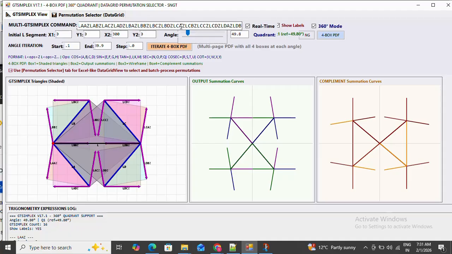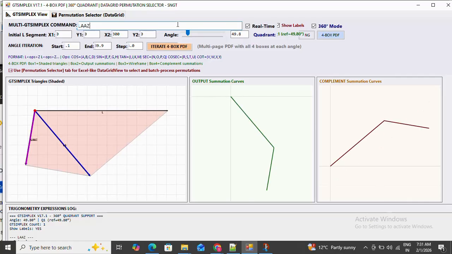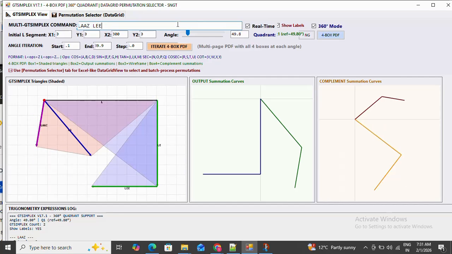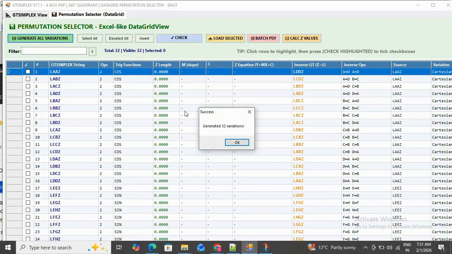Now, if we consider the sine square theta part also, say we will write only two representatives here in version 17 of Sanjoy Nath's Geometrifying Trigonometry. We will write LAAZ and LEEZ only, and then we will generate the permutation and Cartesian products for all these cases. It says it has found 32 variations: 16 variations for the cos square theta and 16 variations for the sine square theta.